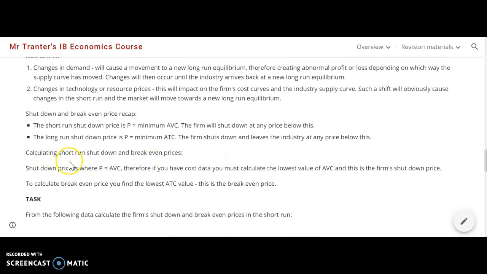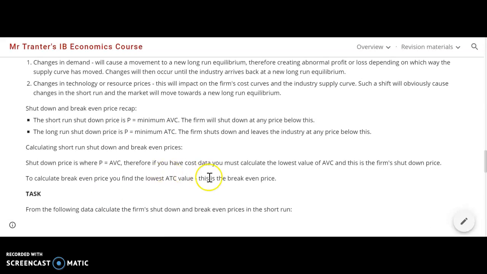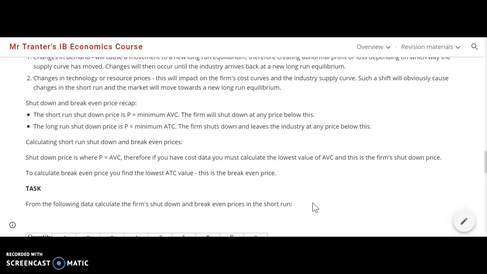If you want to remember how to calculate short run shutdown and break-even prices, shutdown price is where P is equal to AVC. Therefore, if you have cost data, you must calculate the lowest value of the AVC, and this is the firm's shutdown price. So if you were in a paper 3 type question and it asked you to say what is the shutdown price, you need to calculate the lowest value of the AVC. Remember, in the short run, the AVC is like a U. It will go down and then curve up because of the law of diminishing returns. To calculate the break-even price, you find the lowest ATC value. That is the break-even price.